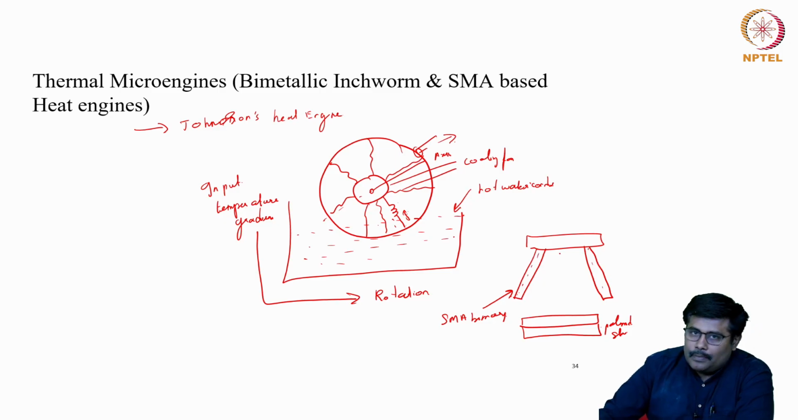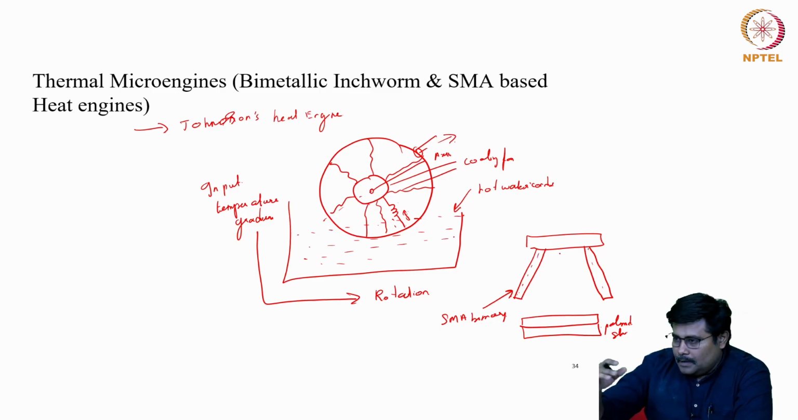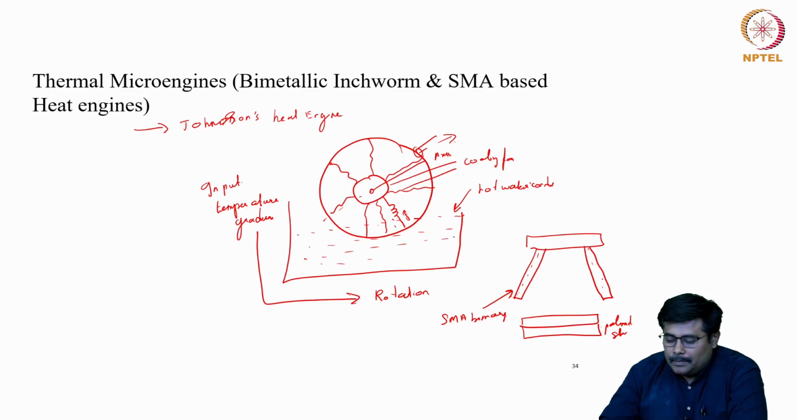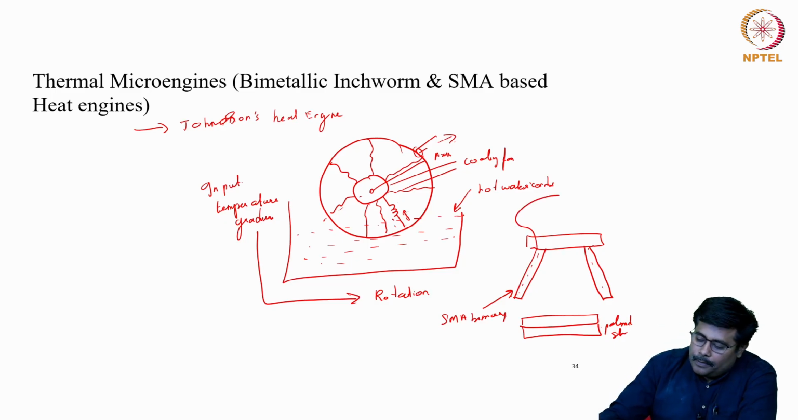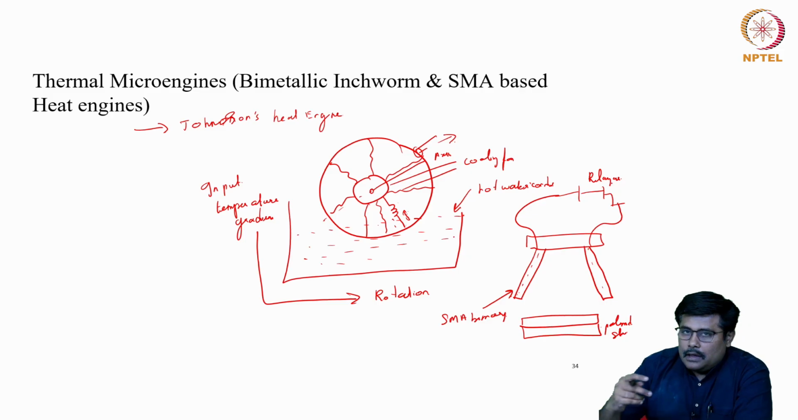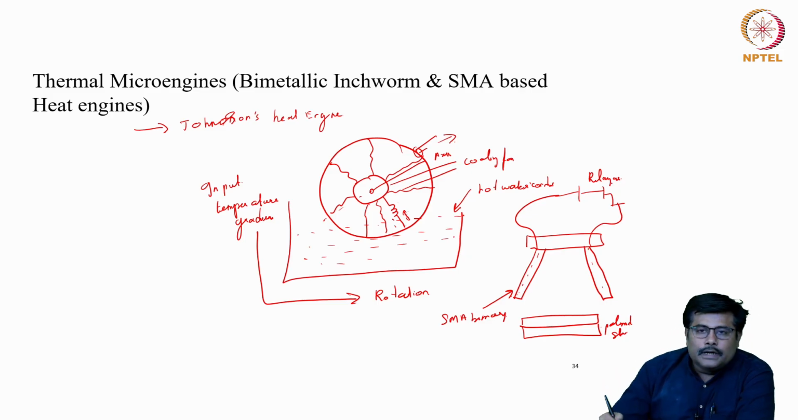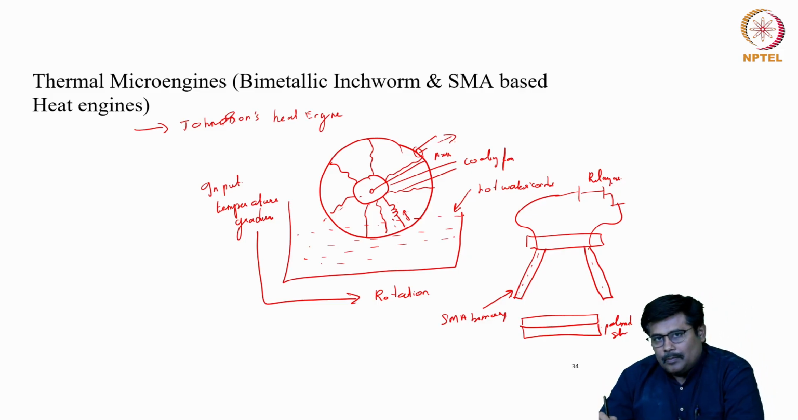Let us consider we can prepare a small inchworm based SMA bimorph, and then we can appropriately supply a relay circuit to the system, and these relay circuits will provide a kind of Joule heating to this particular SMA bimorph.